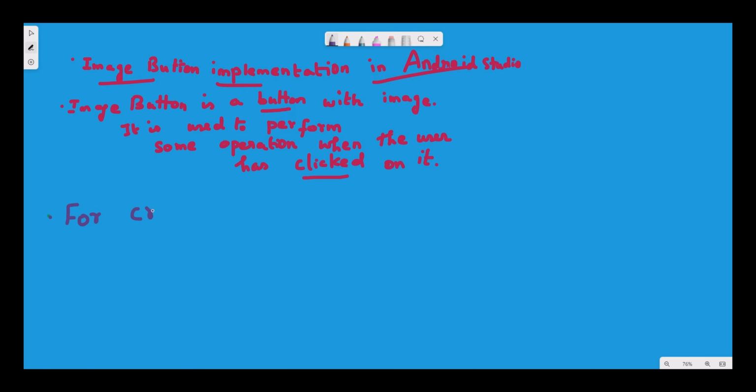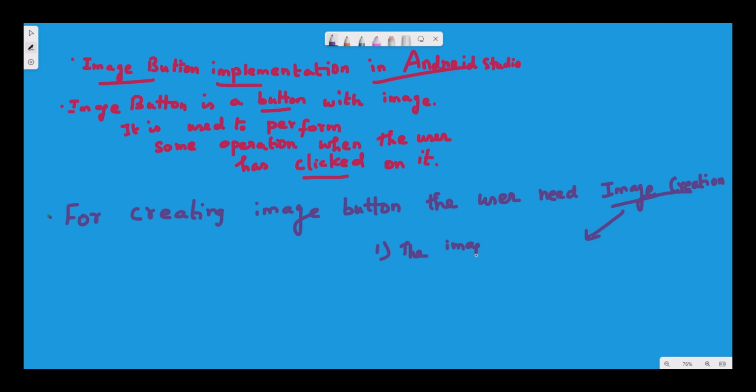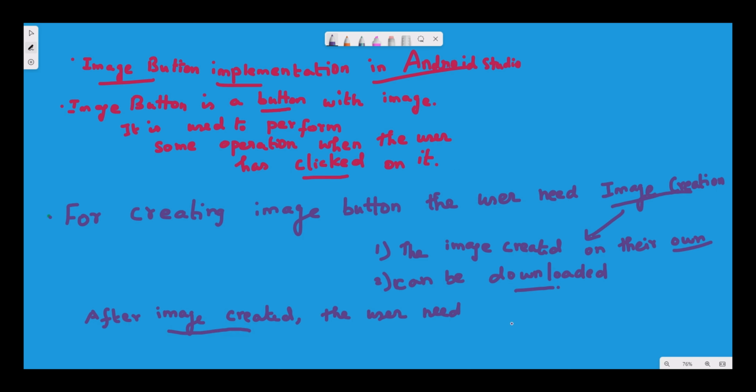For creating image buttons, the user needs image creation. The image creation can be done in 2 ways, that is, the user can create their own image or it can be downloaded. After the image creation is done, the user needs to move the images into the drawable folder of Android Studio by just copy and pasting into it.